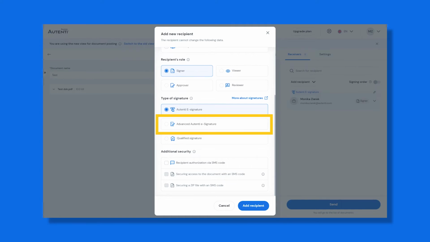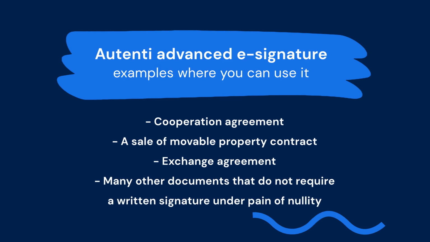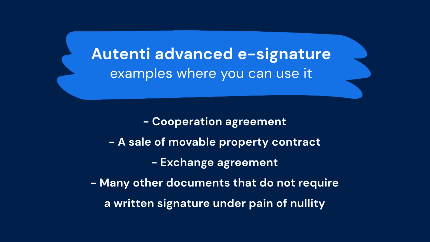Advanced Autenti e-signature. This signature adds an extra layer of security by verifying the signer's identity entirely online. Imagine dealing with a new supplier from a distant location. This signature ensures you're certain about who you are dealing with. The signer goes through identity verification, possibly through video identification, ensuring trust in the process.